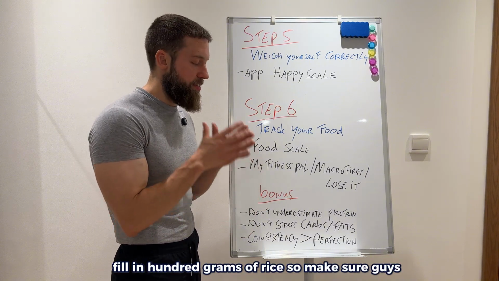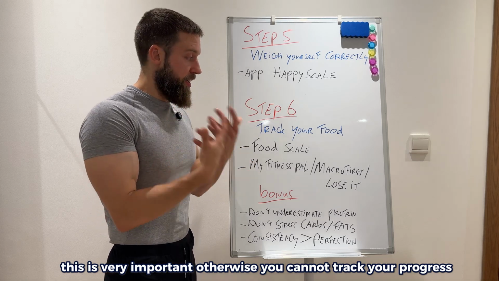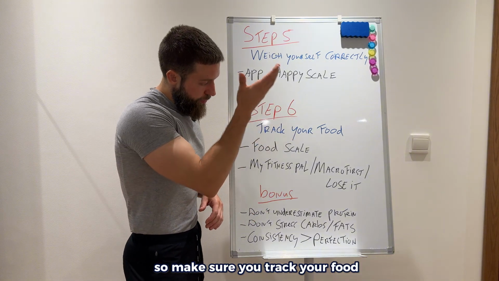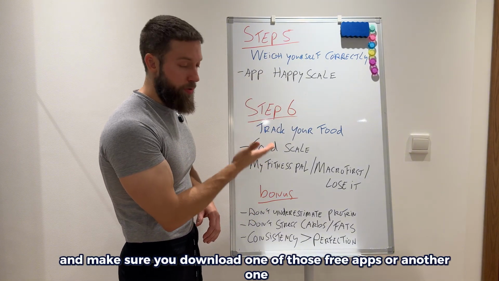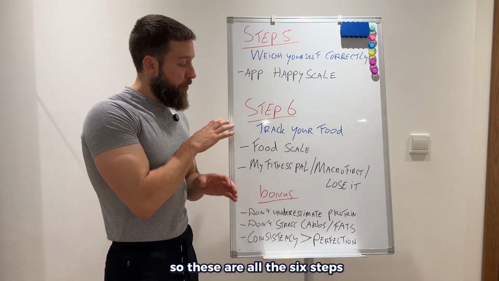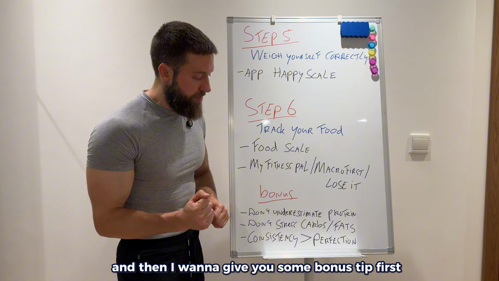So make sure, guys, this is very important. Otherwise, you cannot track your progress. You cannot see how many calories you get into your body. So make sure you track your food and make sure you download one of those free apps. Or another one if you find another one. Okay, guys, so these are all the 6 steps. And then I want to give you some bonus tips.